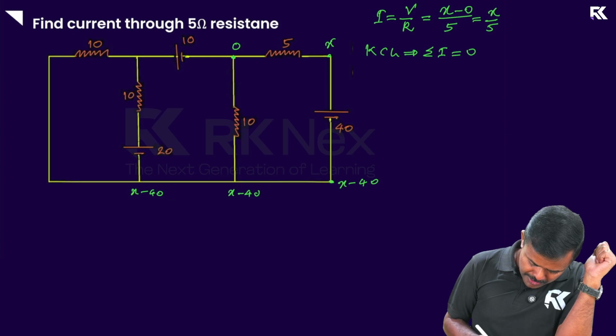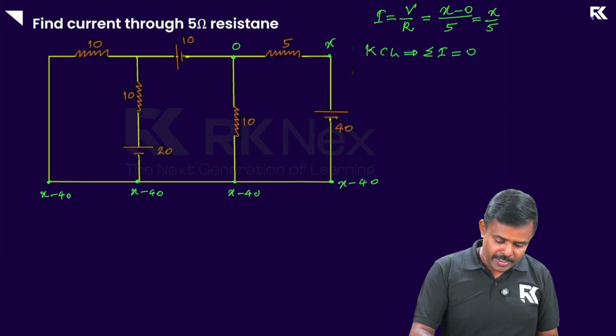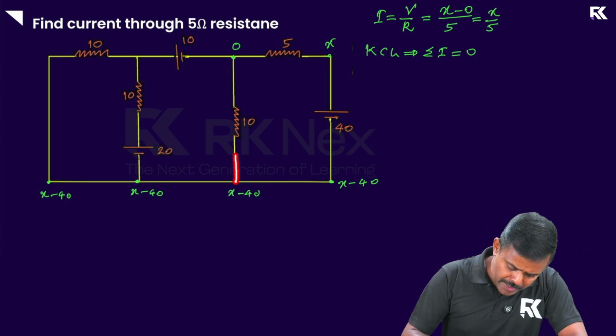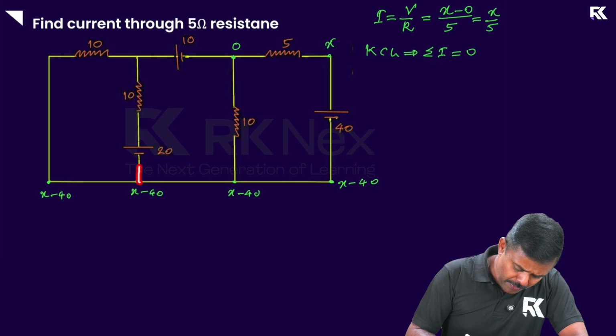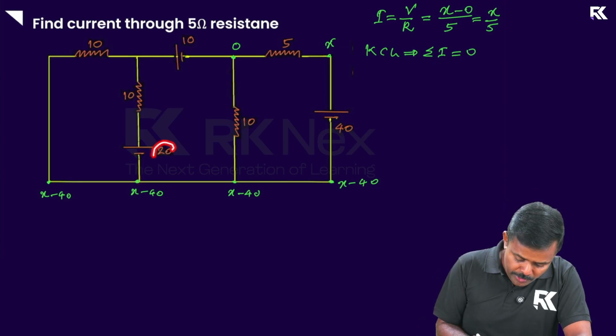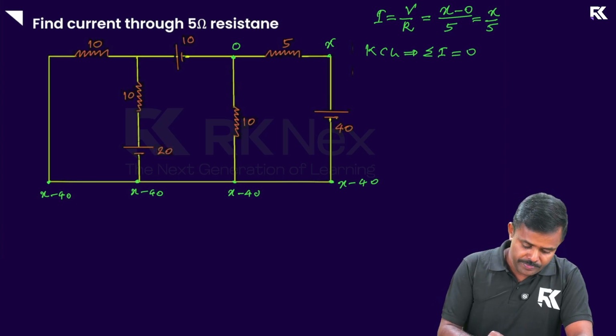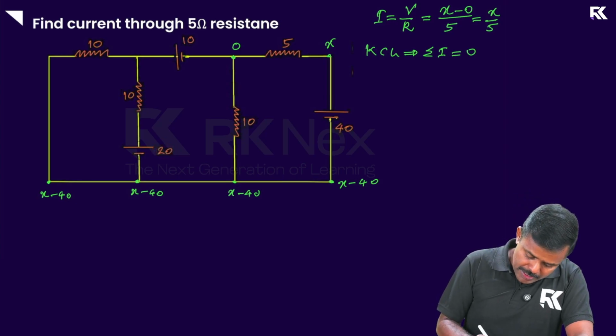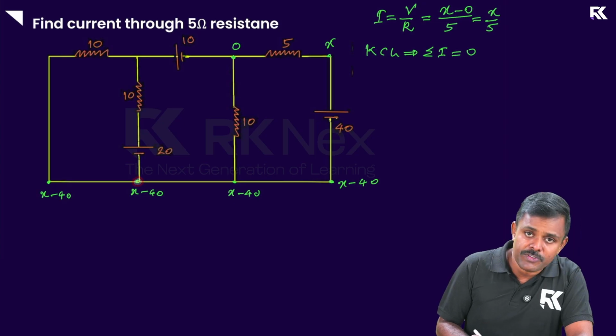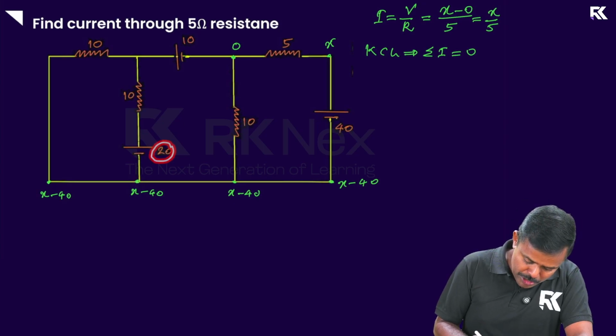X minus 40 here. X minus 40. Everywhere I have x minus 40. Okay, now if you walk up along this, it is negative, which means I have to increase the potential by 20. So right here I have x minus 40, and I'm increasing it by 20.